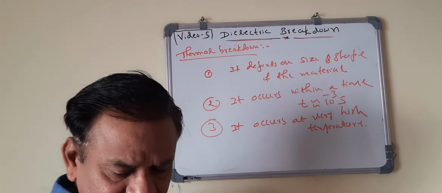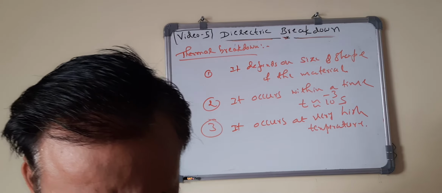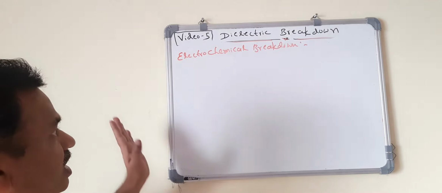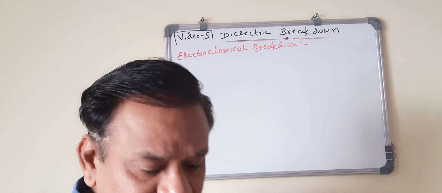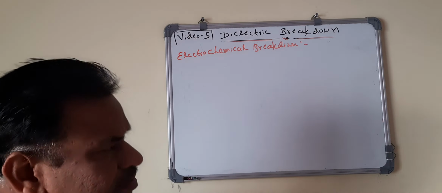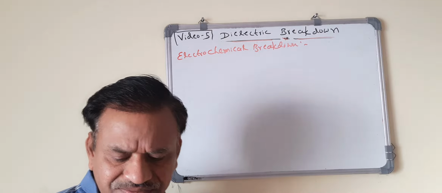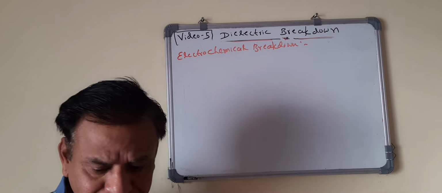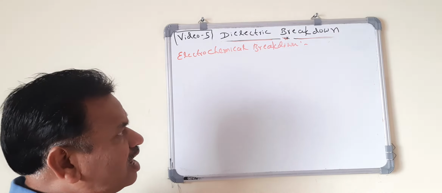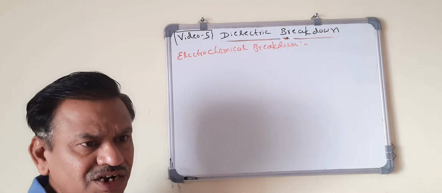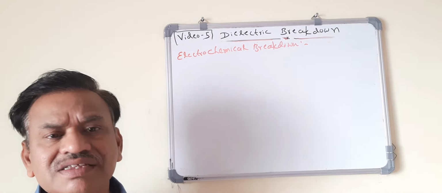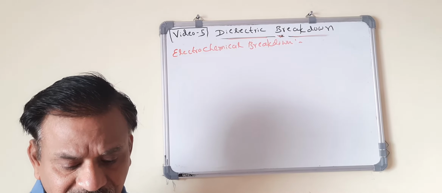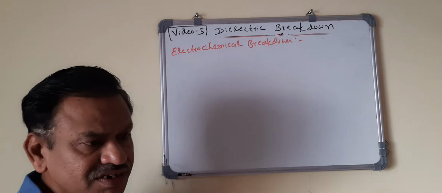Okay. Next one is electrochemical breakdown. The third one is electrochemical breakdown. It is almost similar to thermal breakdown. It occurs due to the electrochemical reactions in the material. As temperature increases, what happens? The electrochemical reactions decline, deteriorate. Once the chemical reaction decreases, what happens?